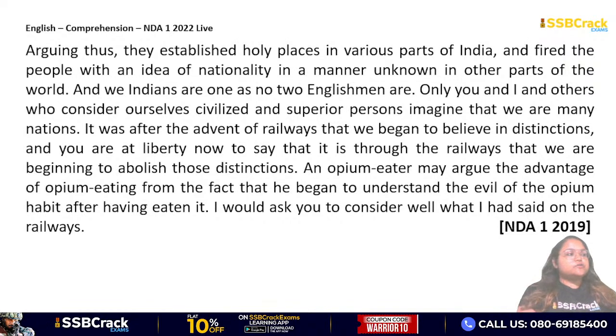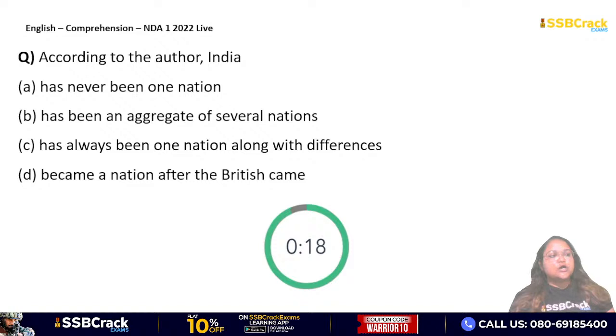So we're going to start with the first question from this passage. According to the author, India has never been one nation, has been an aggregate of several nations, has always been one nation along with differences, became a nation after the British came.